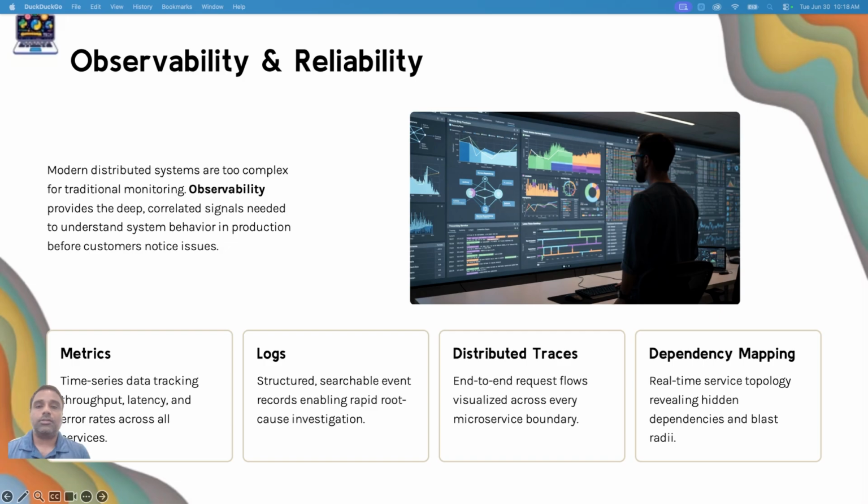Distributed traces, which give you an end-to-end request flow visualization across every microservice boundary. And the fourth one is dependency mapping. A real-time service topology, revealing hidden dependencies and blast radius, is crucial.